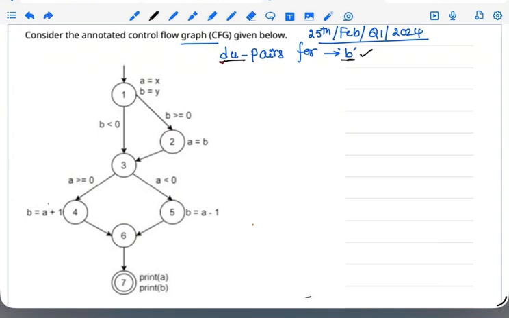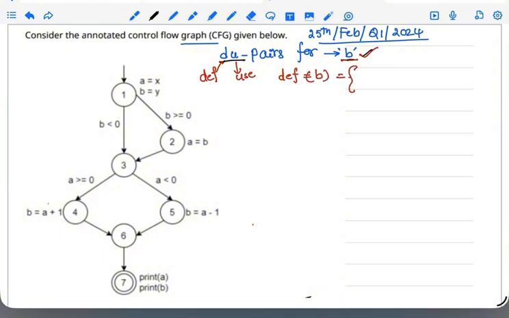Du-pairs are d means definition and u means use pairs. So what is the definition? The definition of the variable b, use of the variable b. So du-pairs are definition of the variable b, use of the variable b pairs. That is definition, use, pairs. So in the control flow graph, we look at where b is defined.